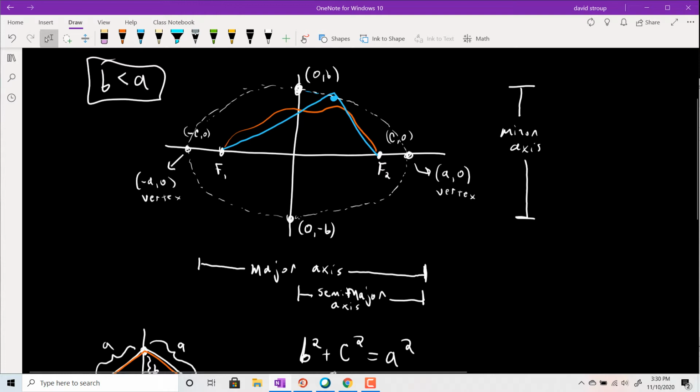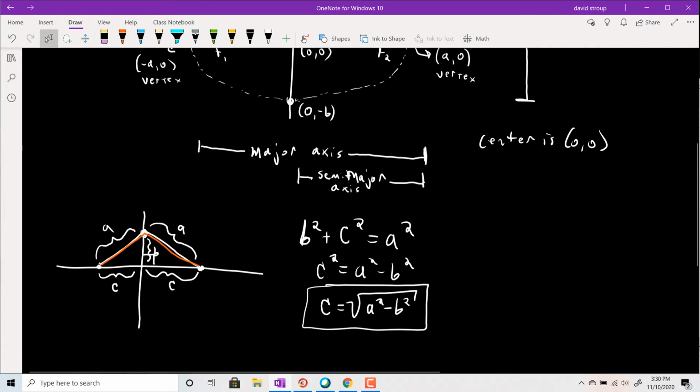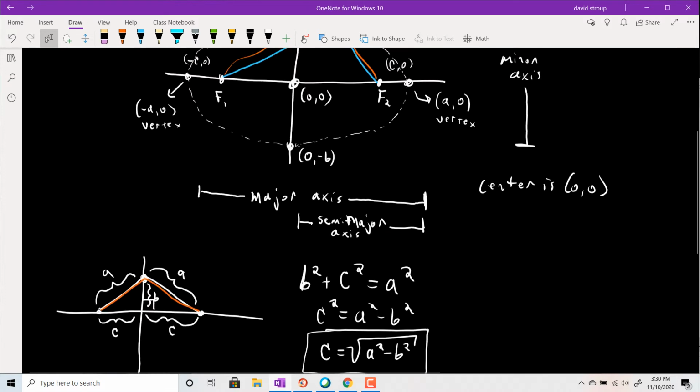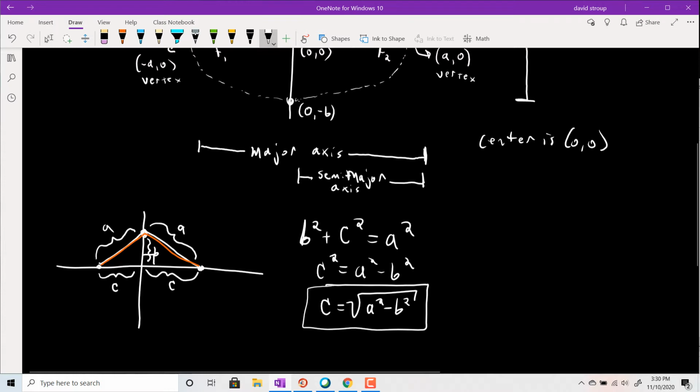So that's an ellipse centered at the origin. So right now the center is at 0, 0. Centered at the origin with the major axis parallel, basically on top of the x-axis. Okay, and our formula for this orientation, the formula for that ellipse, is going to be x squared all over a squared plus y squared all over b squared equals 1.